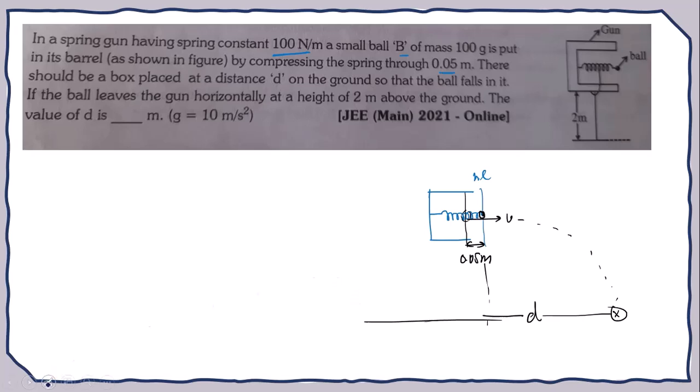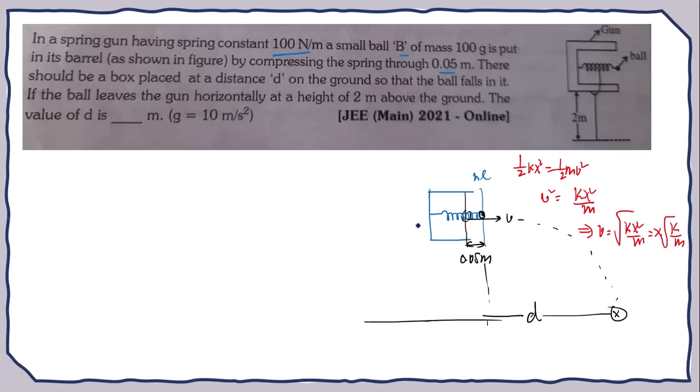I know that once the spring is compressed, half k x square is the potential energy inside the spring. That should equal half m v square, the kinetic energy gained by the block. So v square should be equal to k x square by m. That gives v equals under root of k x square by m, or x into under root k by m. This is the velocity with which the ball is coming out of the spring.